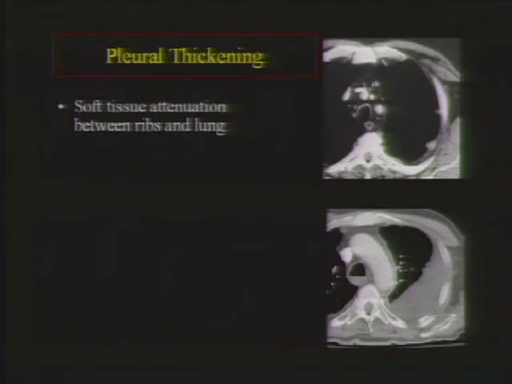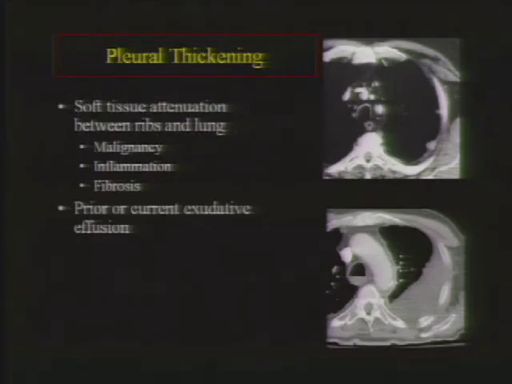Pleural thickening will also add specificity. This is soft tissue attenuation between the ribs and the lung. And that soft tissue is either malignancy or inflammation or fibrosis. So whenever you think pleural thickening, you should be thinking malignancy, inflammation, and fibrosis. And as you can recognize, all of those things are a manifestation of either current or previous exudative effusions.